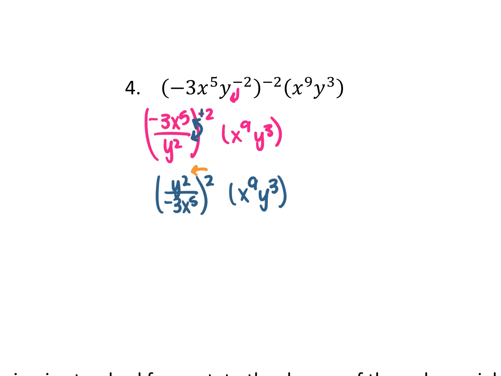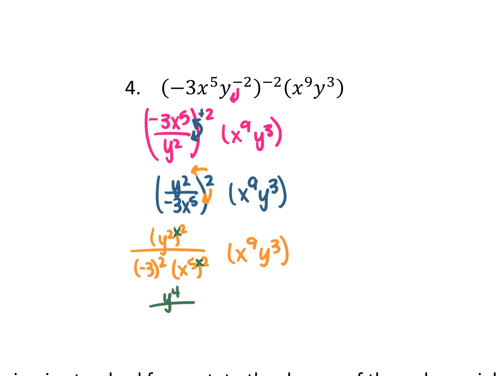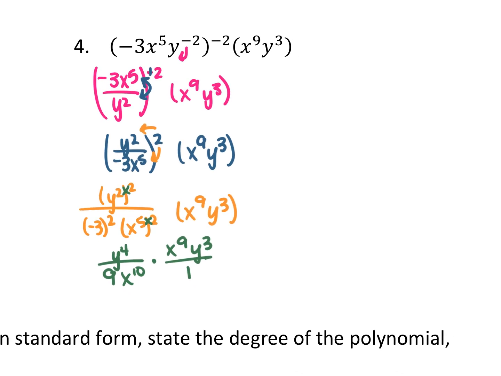Now we're going to apply that power to the numerator and the denominator. So we're going to have y squared to the 2nd power over -3 to the 2nd power times x to the 5th to the 2nd power. And then again, that's still being multiplied by x to the 9th, y to the 3rd. Your powers raised to powers get multiplied. So that y to the 2nd raised to the 2nd power is y to the 4th power. Over -3 squared is 9. X to the 5th raised to the 2nd power is x to the 10th. And we're multiplying that by x to the 9th, y cubed. And we can put that over 1 to make things a little bit easier for ourselves.